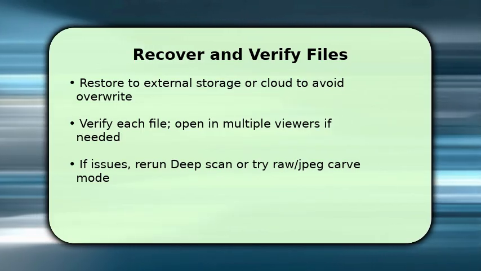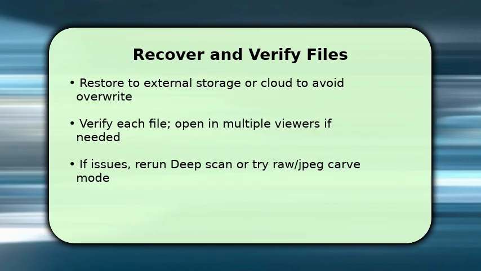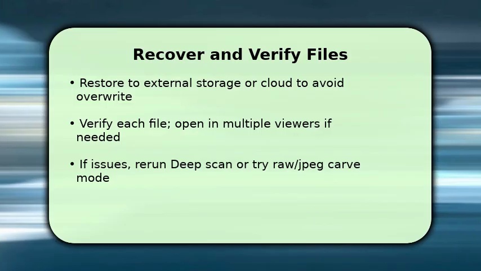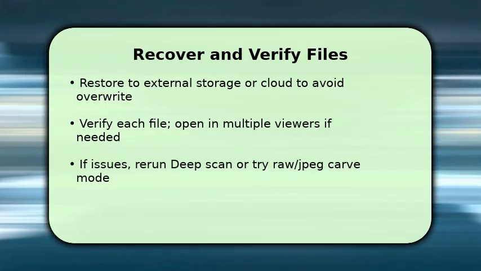If images are corrupt or missing, rerun a deep scan and enable RAW or JPEG carve mode to reassemble fragments. As a troubleshooting tip, if results worsen, stop writing to the device immediately and try imaging the storage to a file. Then run recovery.